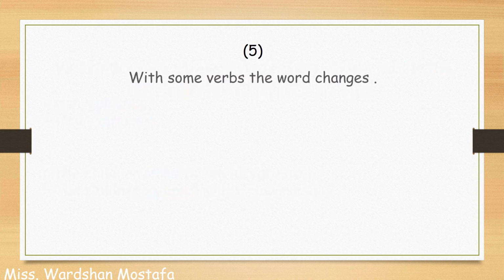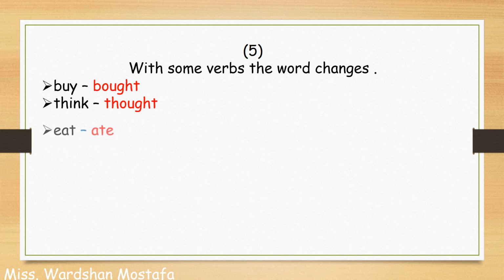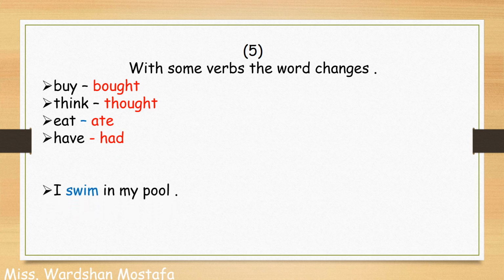And then sometimes the verb changes totally the spelling of the verb. For example, today I buy some fruits. Yesterday I bought some fruits. Think becomes thought. Eat becomes ate. Have becomes had. I swim in my pool. Swim becomes swam. I swam in my pool yesterday.